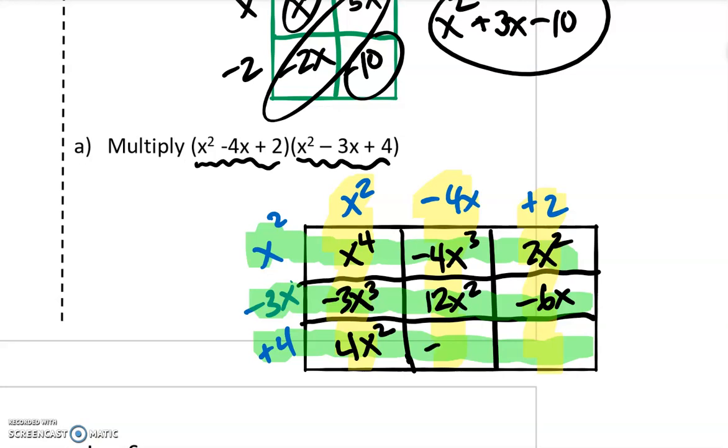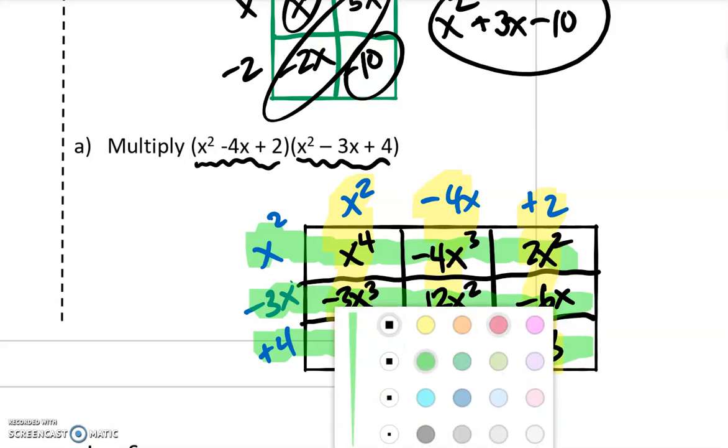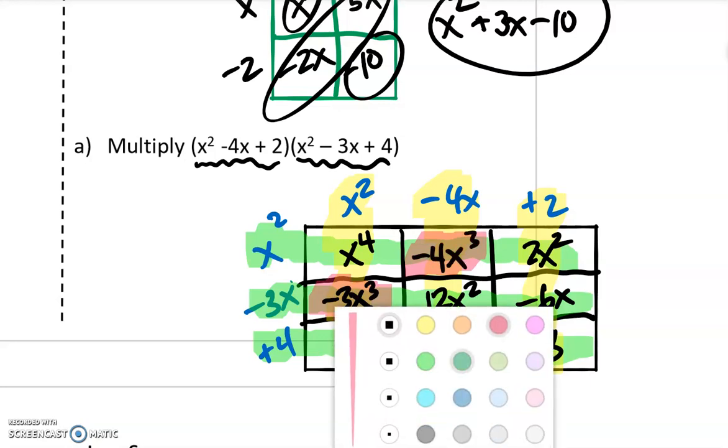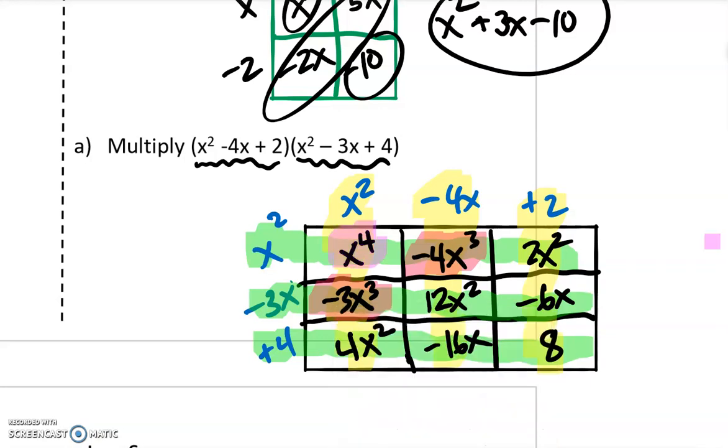4 times negative 4x is negative 16x. And 4 times 2 is 8. Now what I'm going to do here is use maybe a different color to highlight the like terms. So we have two third degree terms there. Let's use a different color here. We have x to the 4th power there.